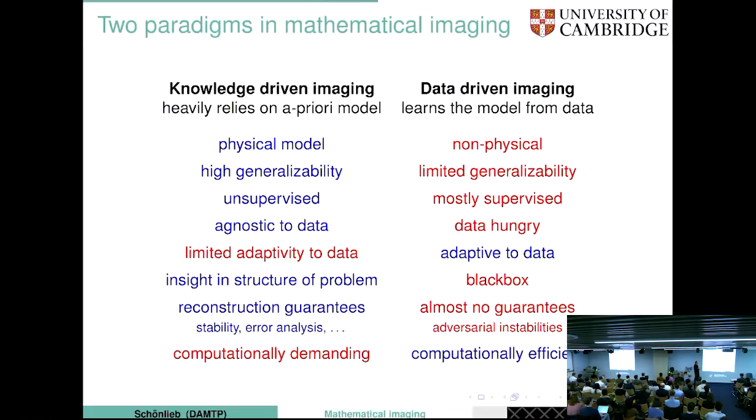Whereas with data-driven imaging, or basically AI, you lose all of the good ones, but you do recover the bad ones. So you suddenly become adaptive to data and extremely computationally efficient. We become able to actually solve the kind of problems we couldn't solve before, but on occasion. We can't do that reliably.